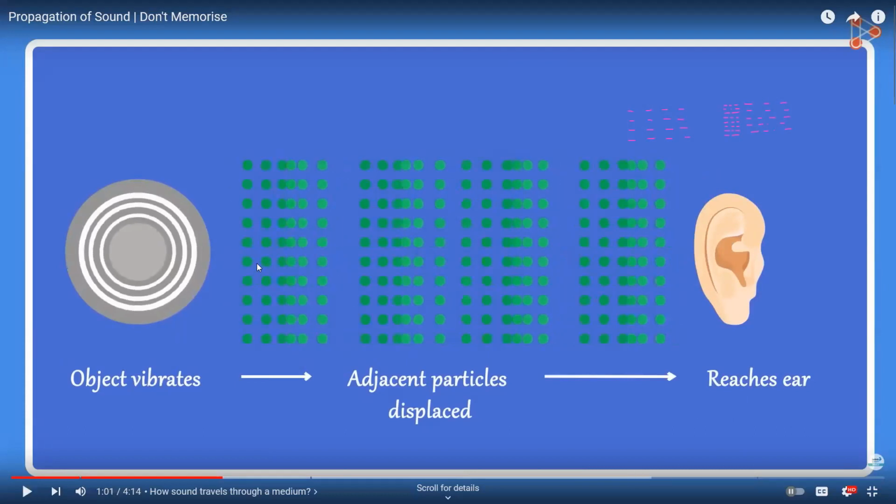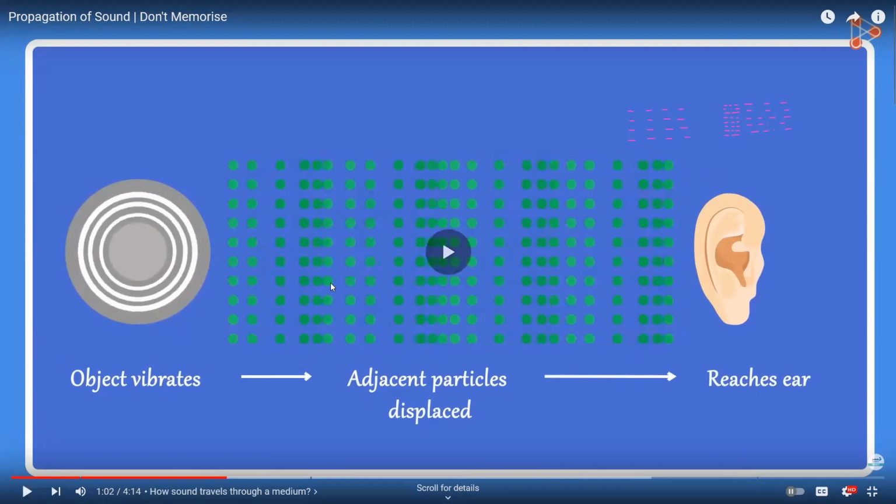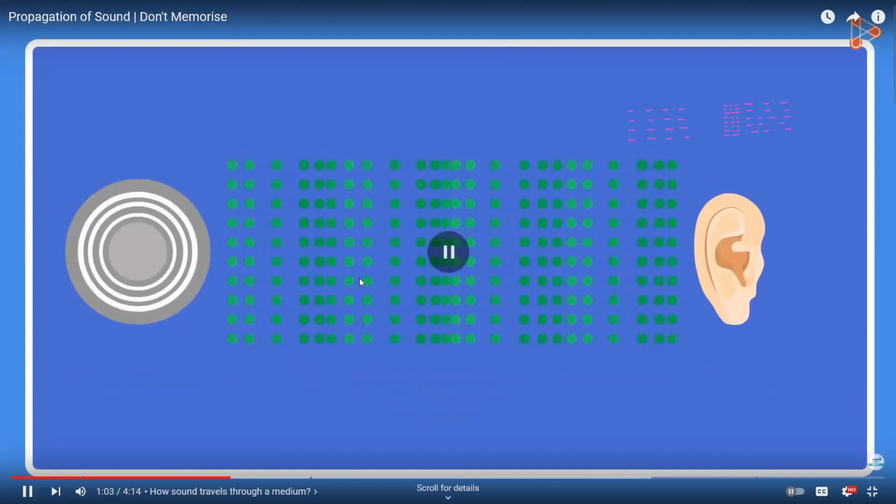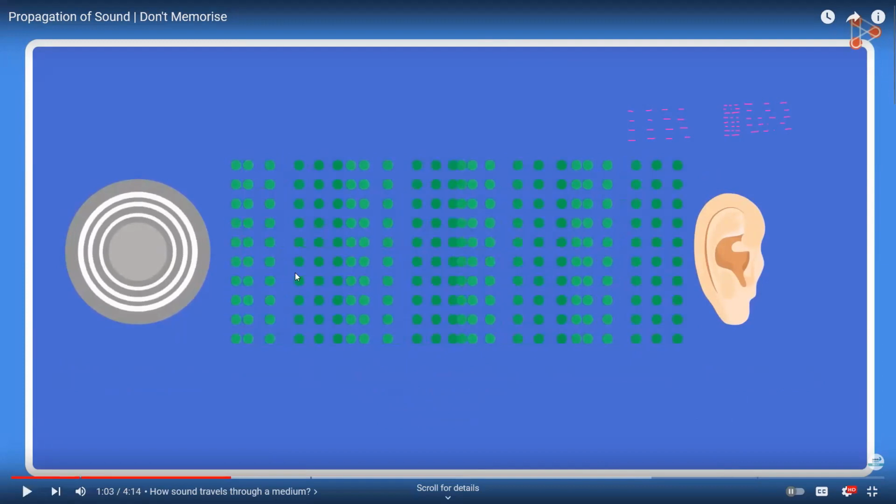See that: rarefaction followed by compression, rarefaction followed by compression. Until it reaches us from the source, it keeps on following one compression followed by rarefaction, compression followed by rarefaction, as it travels through the medium. Do you understand, guys? Clear? So the neighboring particles keep on disturbing each other until the disturbance reaches us.